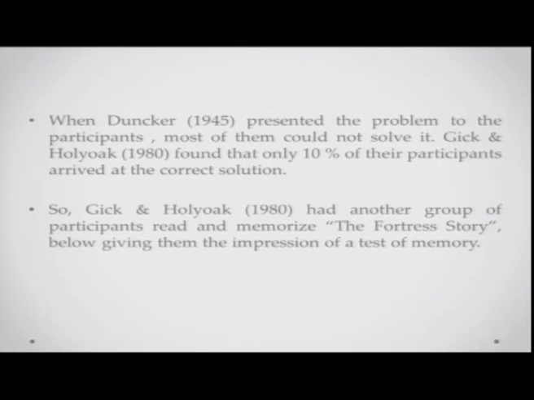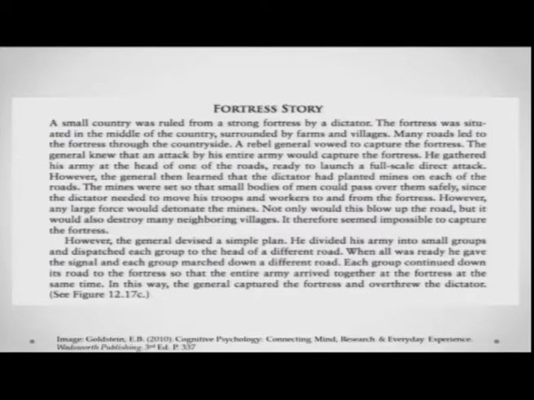I will just show you the fortress story, and it goes like this. You can be a little bit patient. A small country was ruled from a strong fortress by a dictator. The fortress was situated in the middle of the country, surrounded by farms and villages. Many roads led to the fortress throughout the countryside. A rebel general vowed to capture the fortress. The general knew that an attack by his entire army would be sufficient to capture the fortress. He gathered his army at the head of one of the roads, ready to launch a full-scale direct attack.